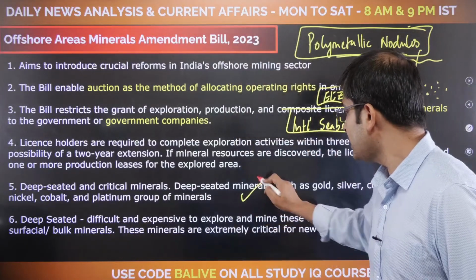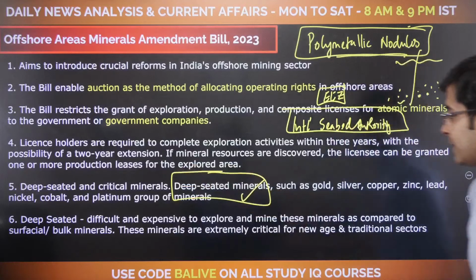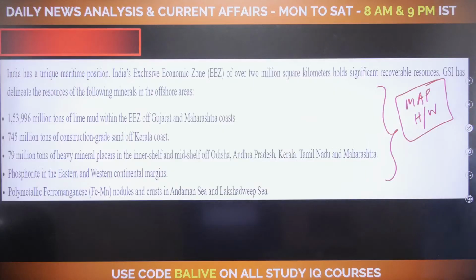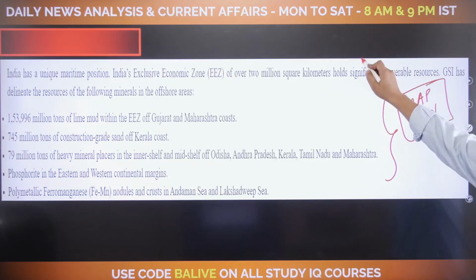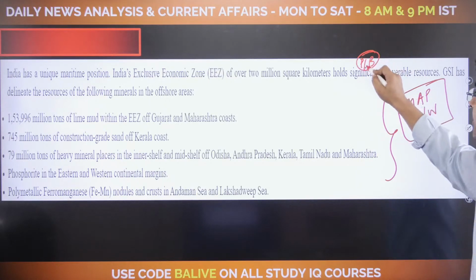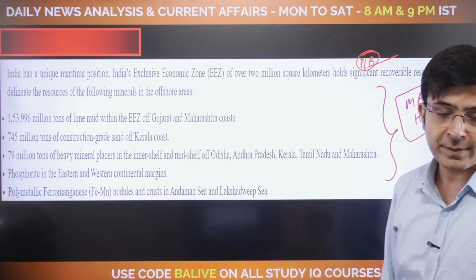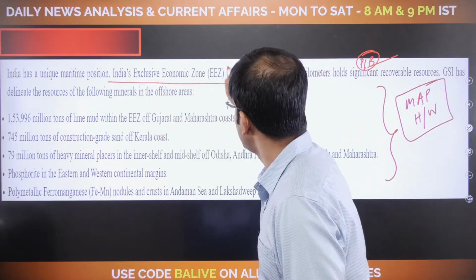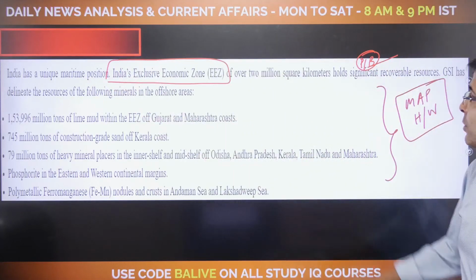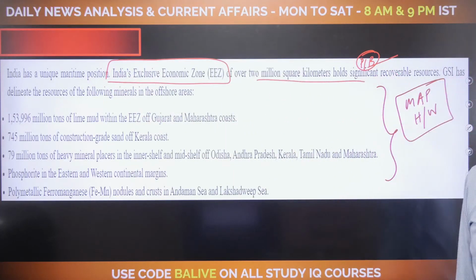So deep seated minerals, you know now: gold, silver, copper, lead, zinc, platinum, all of them. Now this is again a line from the PIB. I rely extensively on the PIB government website. It gives me the absolute critical information that I need. So let's look at the point of this. Our exclusive economic zone of 2 million square kilometers.